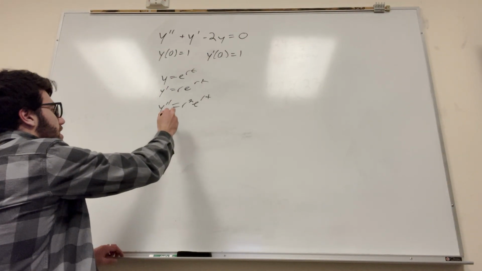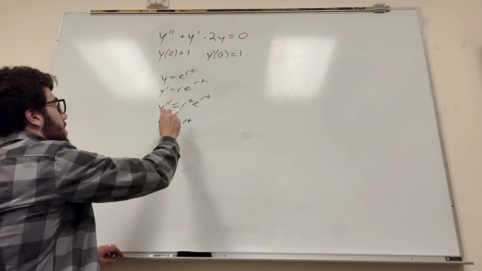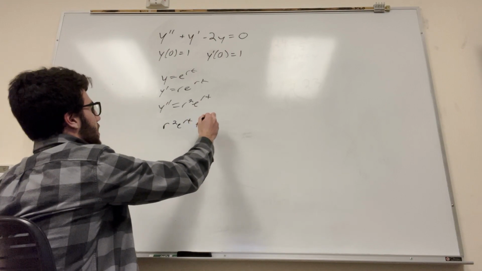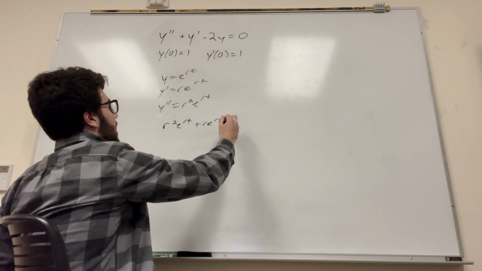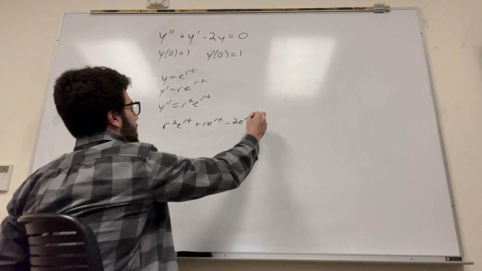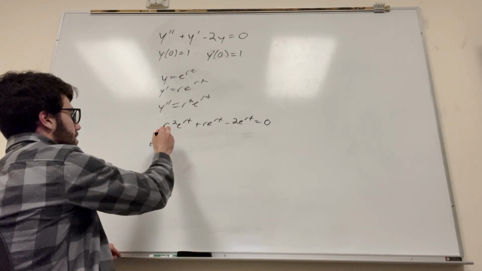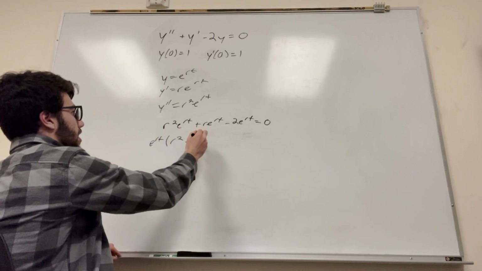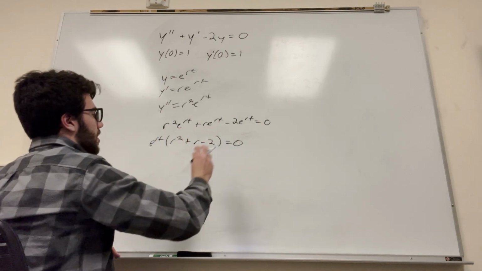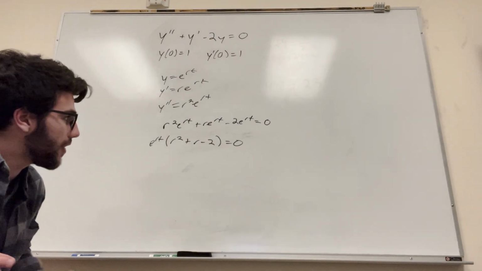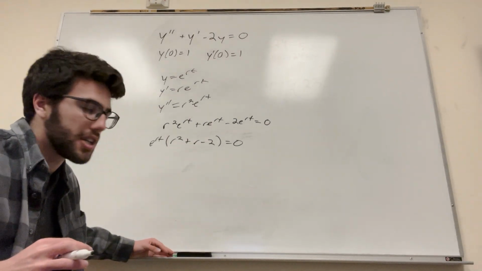So what you'll get is r squared e to the rt plus r e to the rt minus 2 e to the rt is equal to 0. Then you can factor out an e to the rt, and r squared plus r minus 2 is equal to 0. Okay, so we're going to try to find the values of r where this satisfies our equation.